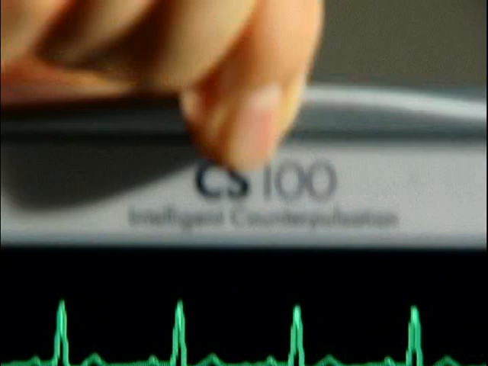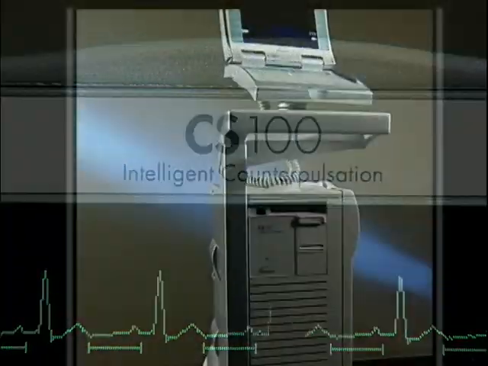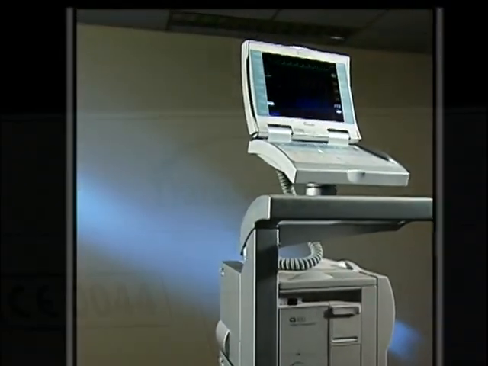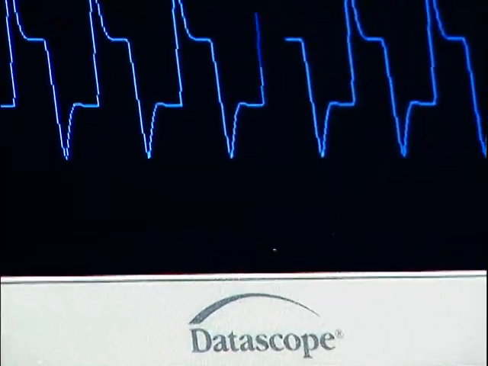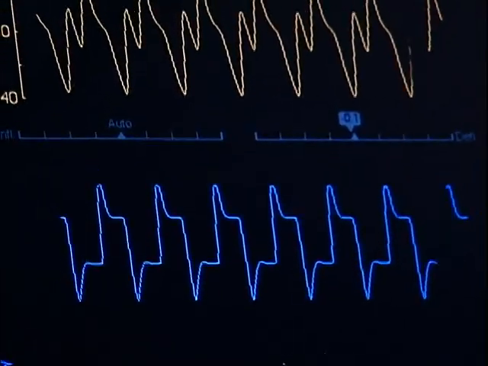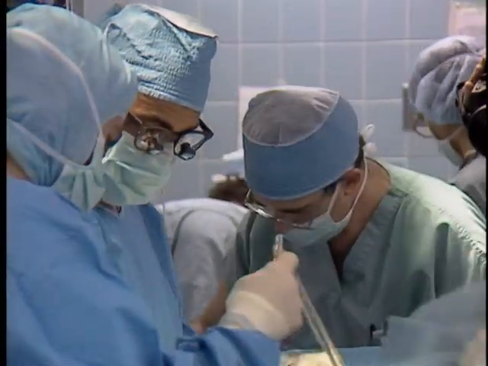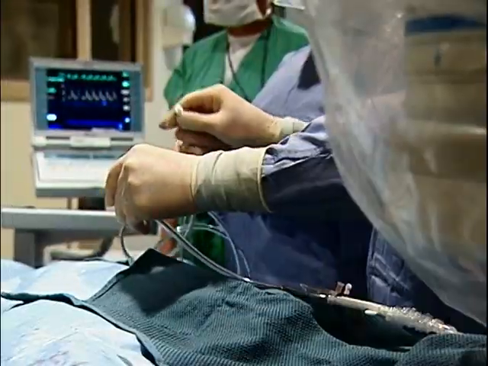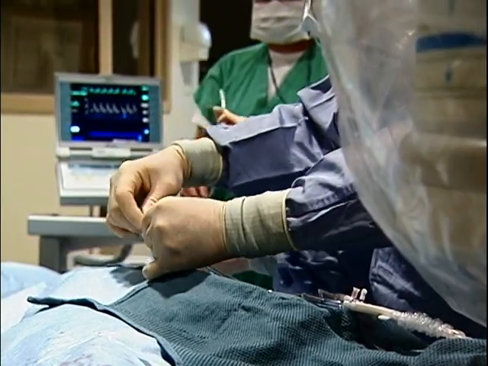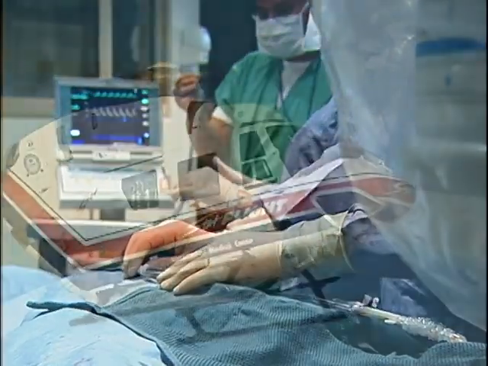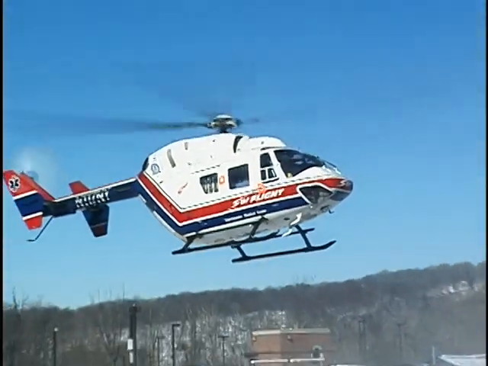Datascope is proud to introduce the CS100 Intra-Aortic balloon pump with its newest feature, IntelliSync software. The CS100 offers high operational flexibility to aid your medical staff in supporting a broad range of patients. Designed to work in conditions that are unique to the operating room or catheterization laboratory, the CS100 is also easy to operate in a critical care unit and in emergency transport.